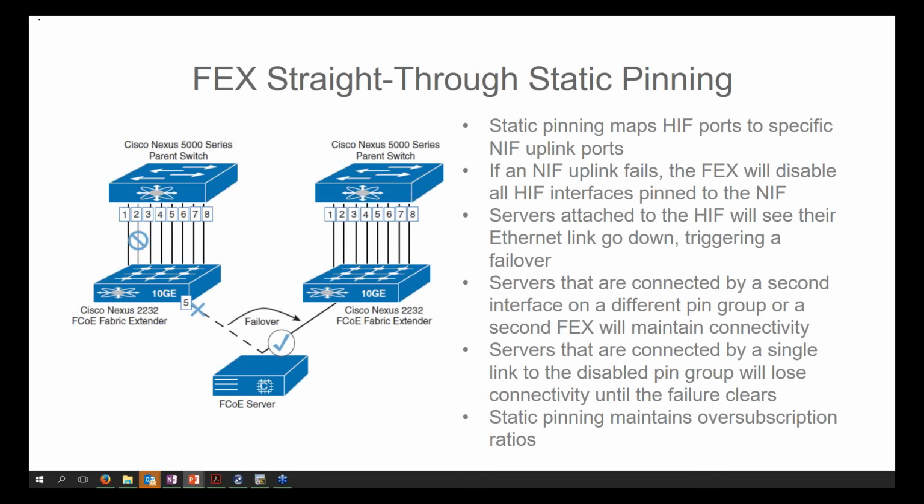So for the 8 links here from the 32, every 4 are going to be tied to a network interface. No matter how many links you lose from the network, you will lose the appropriate amount of host interfaces to maintain that same oversubscription ratio based on how many uplinks you physically have working.